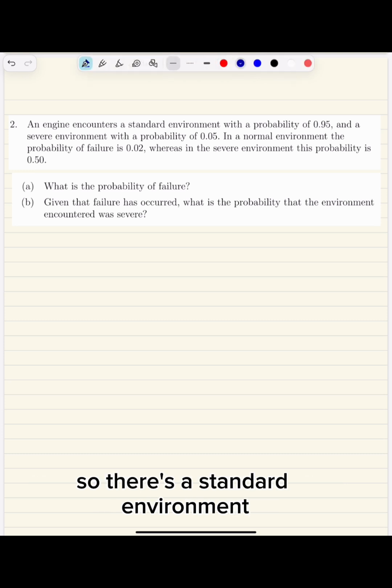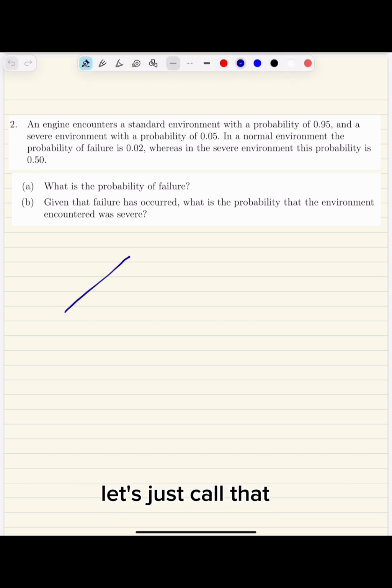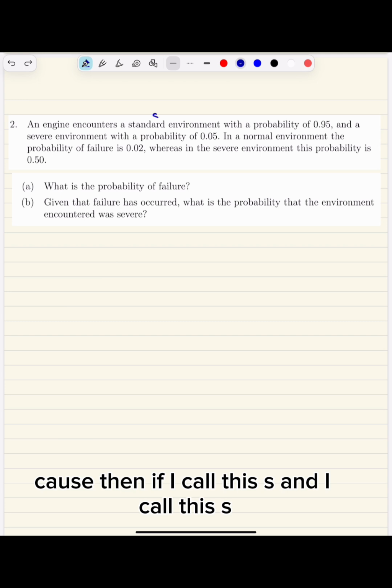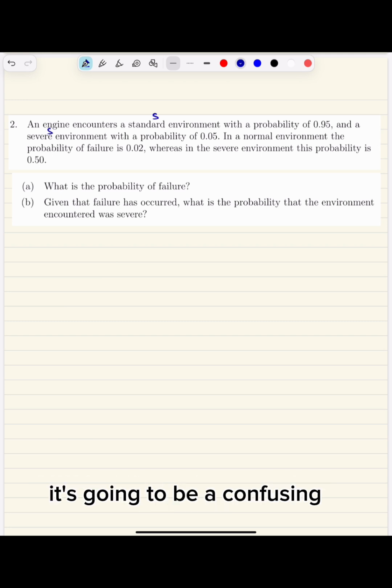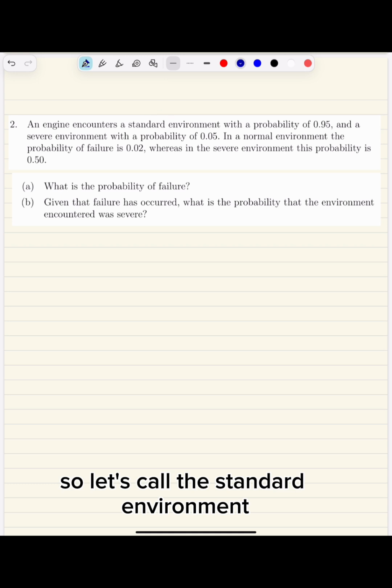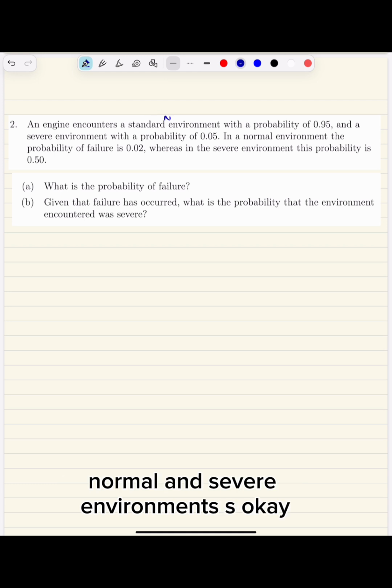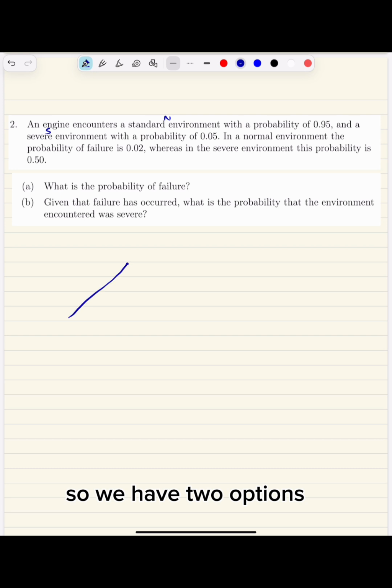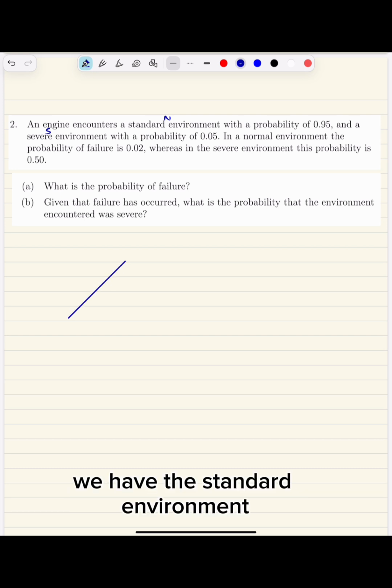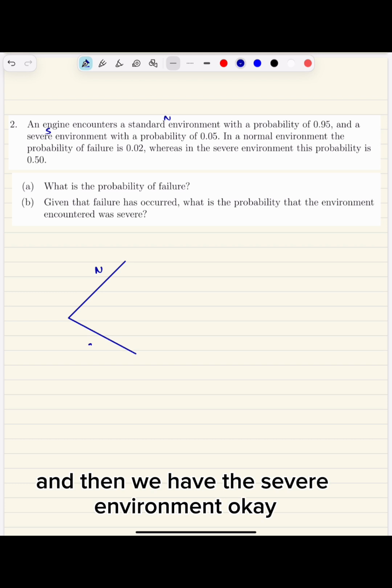Okay, so there's a standard environment. Let's just call that normal, because if I call this S and I call this S, it's going to be confusing. So let's call the standard environment N, for normal, and the severe environment S. Okay, so we have 2 options: the standard environment and the severe environment.